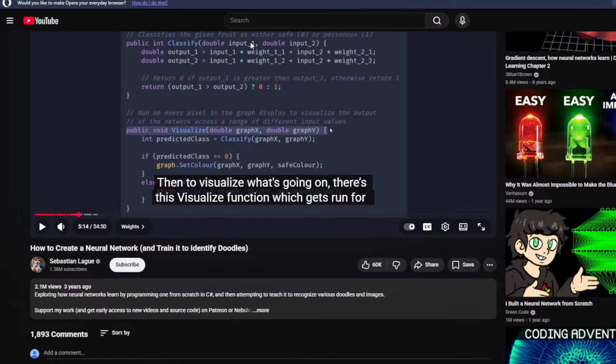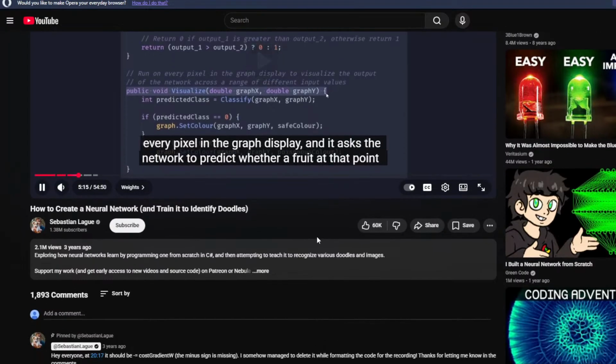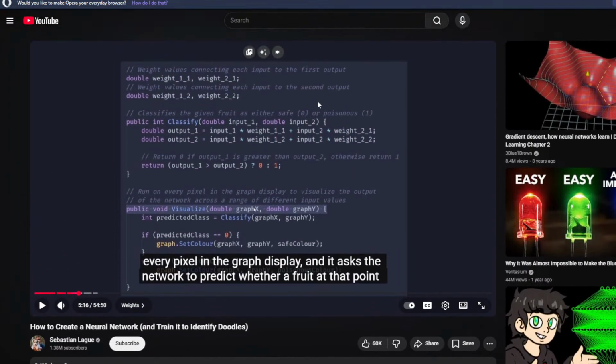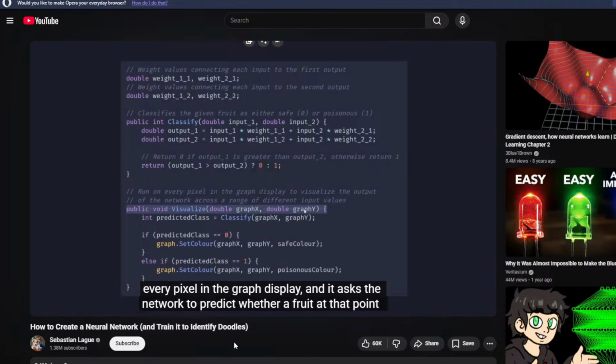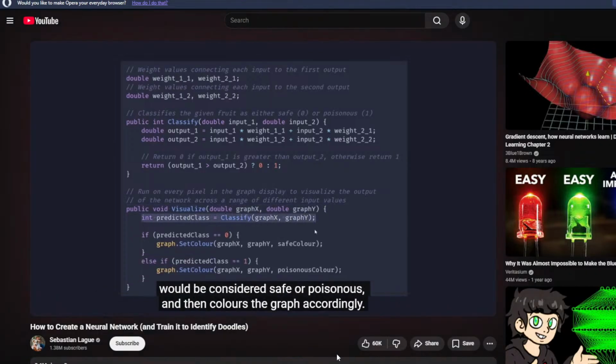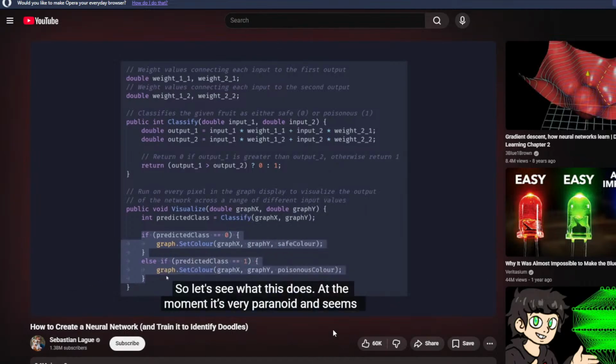Okay, so input one, run for every pixel in the graph display, right? So each pixel is going to be a fruit, right? And when you visualize it, you run your predicted class, and you're saying, okay, for a fruit, hold on, display asks the network to predict whether a fruit at that point would be considered safe or poisonous, and then colors the graph accordingly. So safe color, let's see, green, this red.